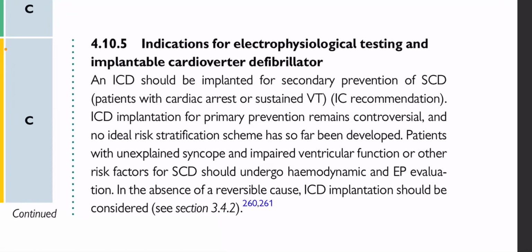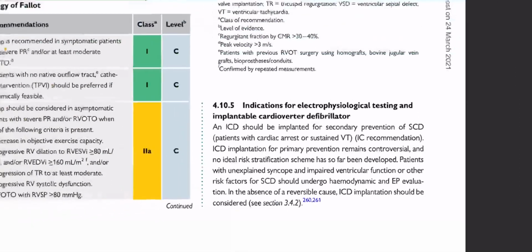ICD implantation for primary prevention remains controversial and no ideal risk stratification scheme has so far been developed. Patients with unexplained syncope and impaired ventricular function or other risk factors for sudden cardiac death should undergo hemodynamic and EP evaluation. In the absence of a reversible cause, ICD implantation should be considered.